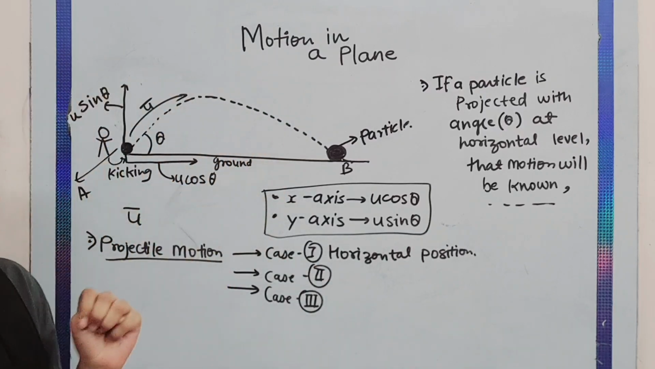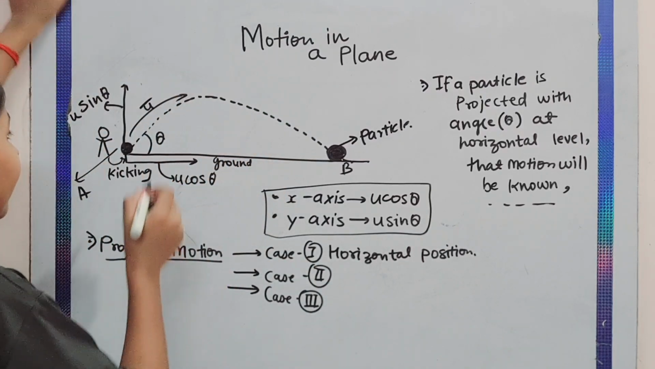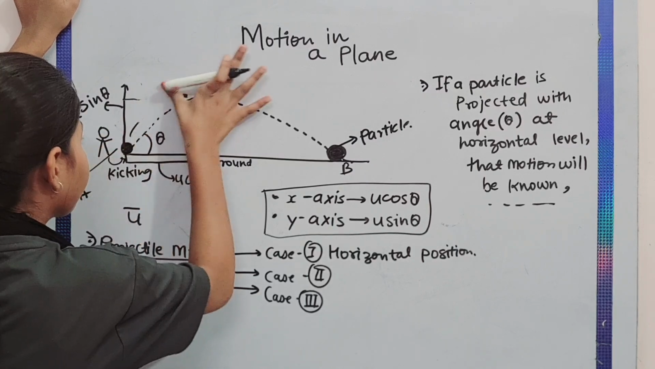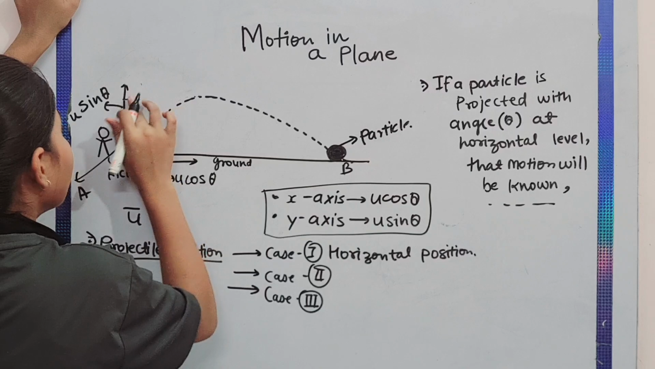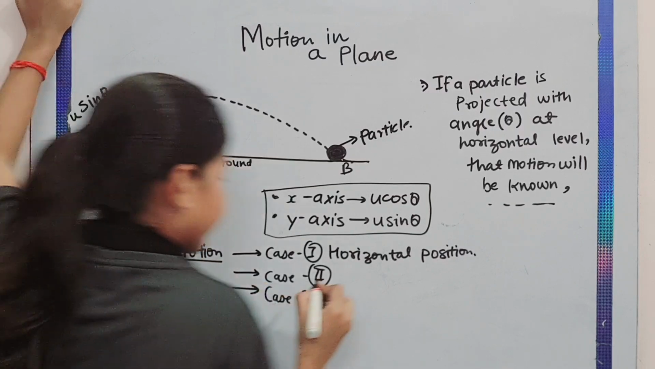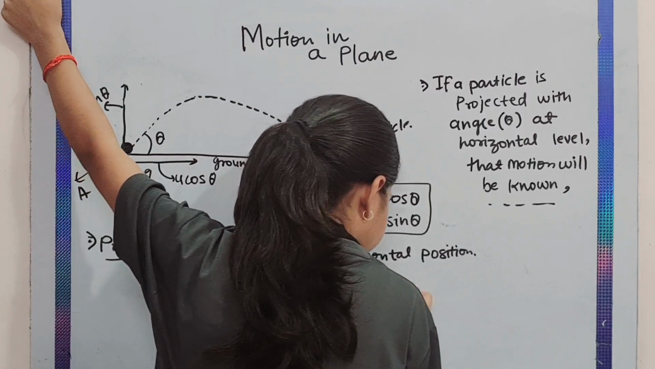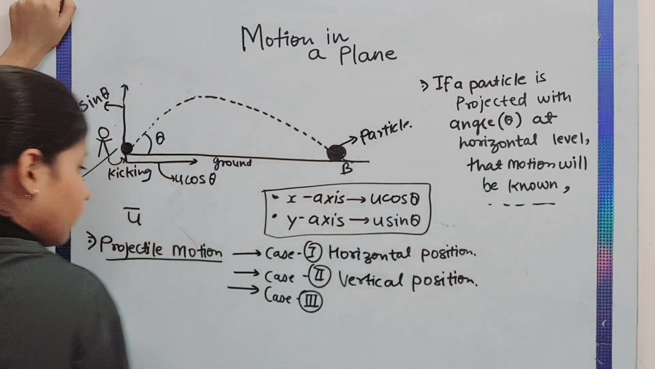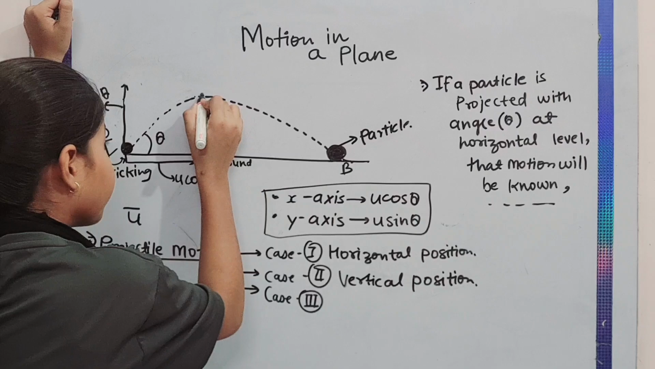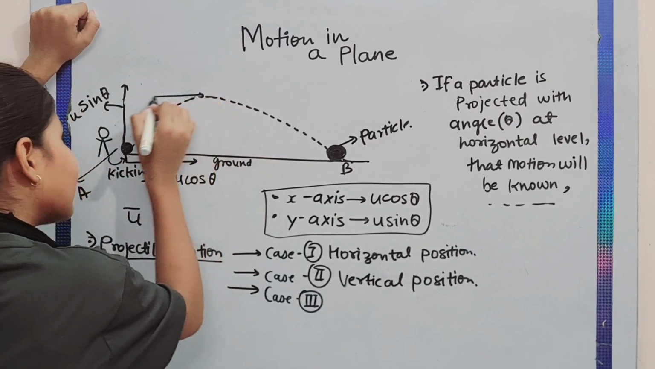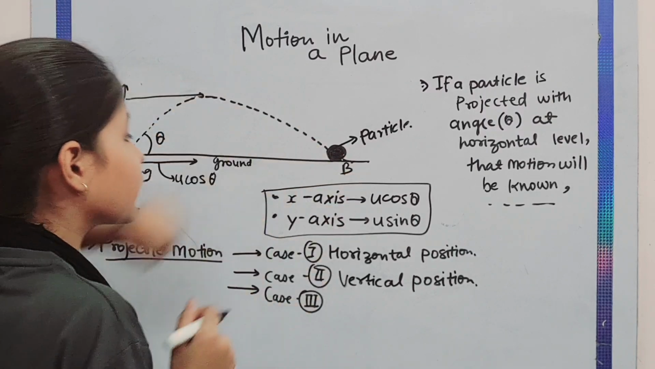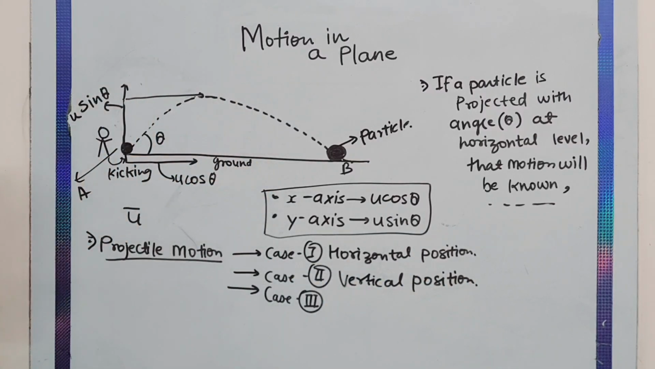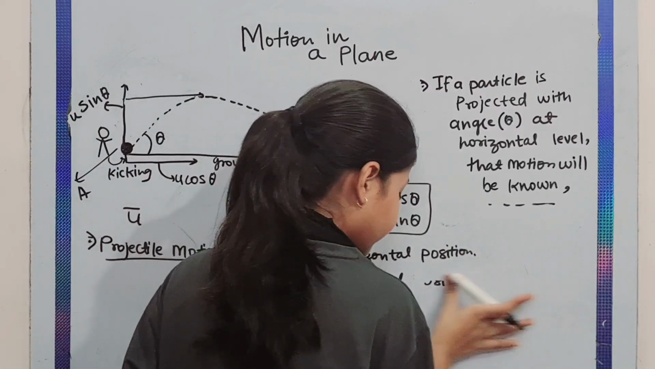What can be case number 2? First of all, I will erase all these things. The second question can be about vertical position. Vertical position means it can be asked what the maximum height of this ball is, so this will be referred to as vertical position. Now, it is not vertical position, it is motion.